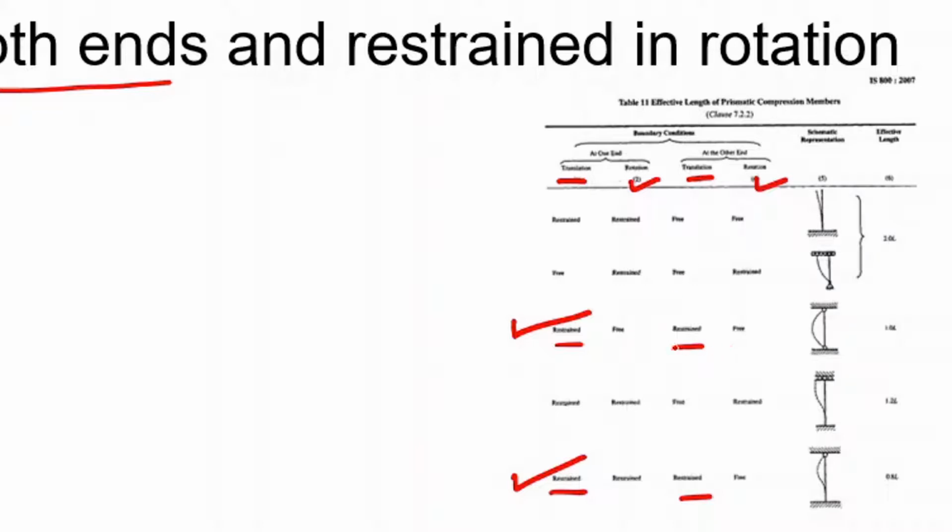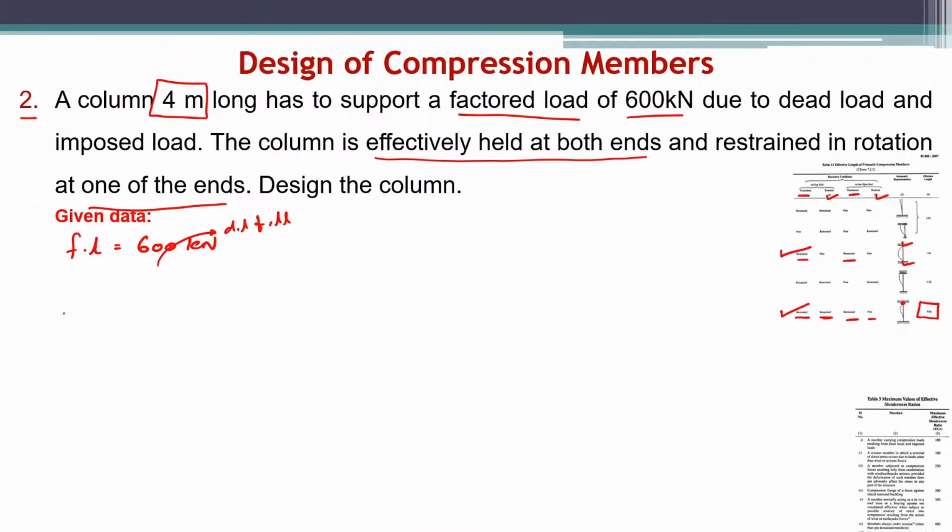But if you look at this, at both the ends rotation is free. That is why it is pinned. But if you look at this, at one end rotation is restrained, at the other end rotation is free. So here the rotation is free, so this is a pinned end. Here rotation is arrested, so this end won't even rotate. So it is fixed. For fixed and pinned end, effective length is 0.8 times L. So effective length is 0.8 times the total length, 4000 mm. So effective length is 3200 mm.